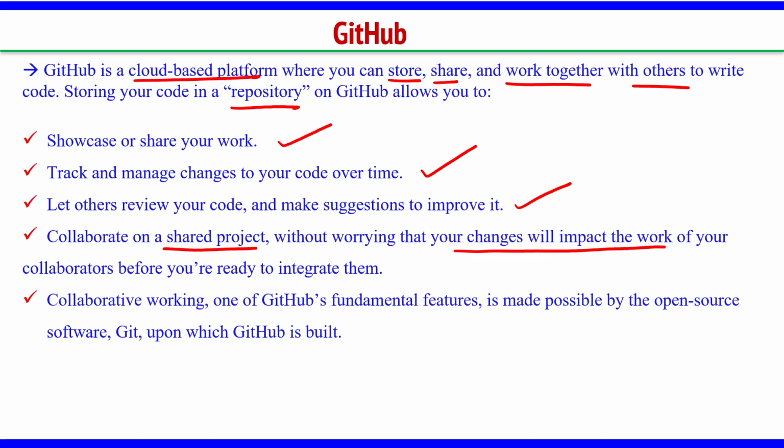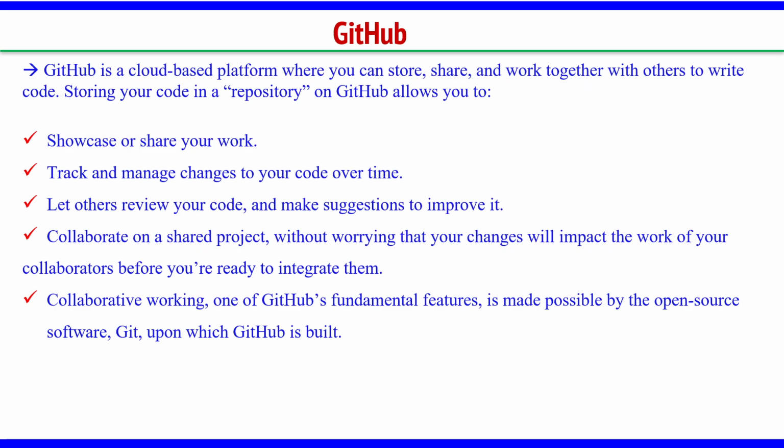Collaborative working, one of GitHub's fundamental features, is made possible by the open source software Git, upon which GitHub is built. So, GitHub is purely built on Git. By putting your code in the repository, you can have a lot of benefits in GitHub.